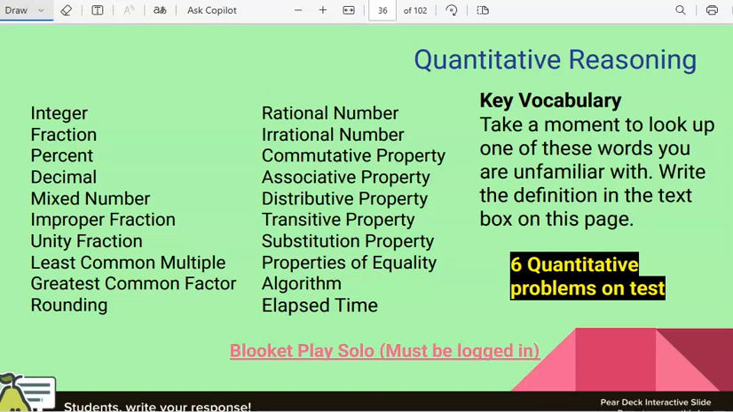This video will cover topics from the quantitative reasoning items in the TSIA math. Take a moment to look at these vocabulary words. If you're not familiar with each of these words, look them up.